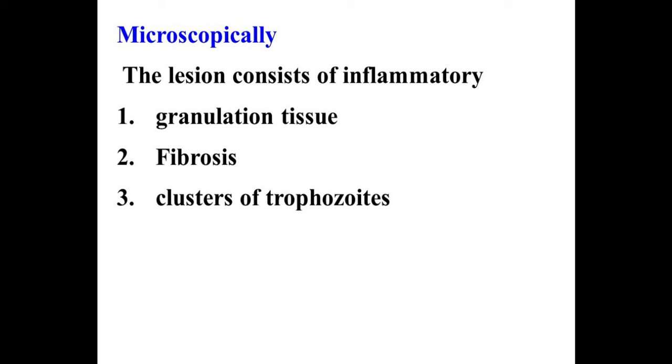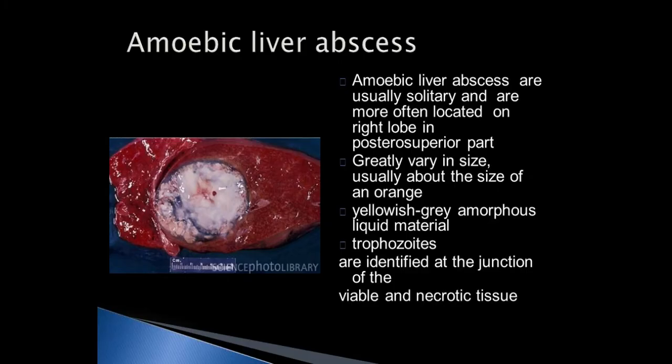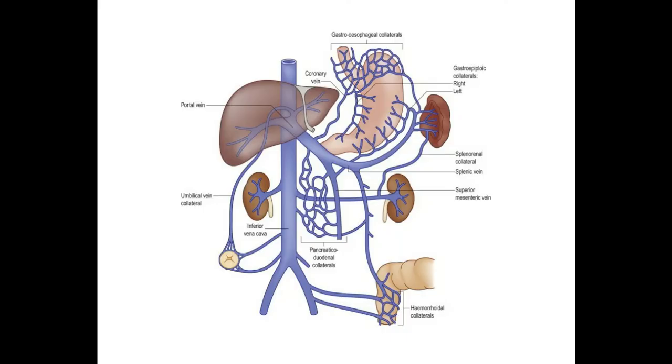So this is a picture of how it looks macroscopically, and in amoebic liver abscess, it looks like a round, white structure, and they are usually solitary, meaning confined to one area, located in the right lobe of the posterior superior part. The size varies greatly, usually about the size of an orange. So you can see this is quite big in size. Then they contain yellowish-gray amorphous liquid material, and they are identified at a junction of viable and necrotic tissue. So these are the important characteristics that will be found.